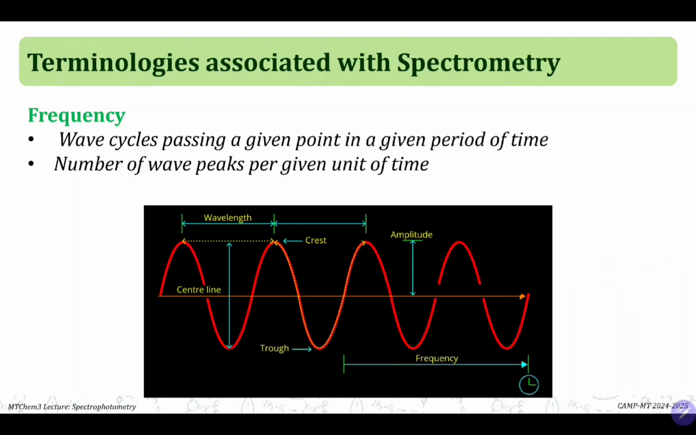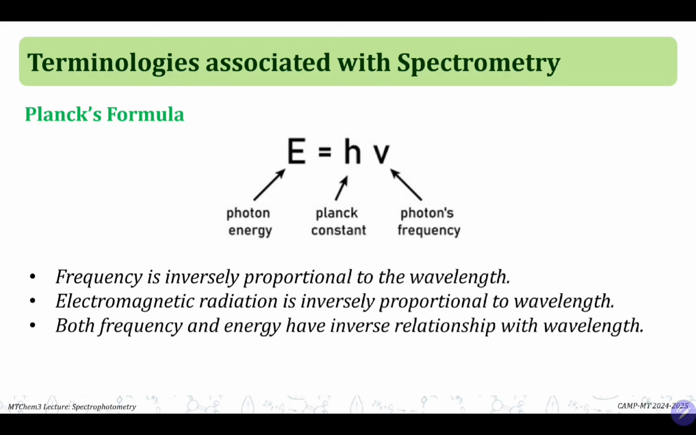Now the relationship between your wavelength and energy is described by Planck's formula. And Planck's formula is E is equal to hv, wherein your E is referred to as the energy of photon in joules per second. Your h is your Planck's constant value, which is equivalent to 6.62 times 10 raised to negative 27 erg sec. And lastly, your v corresponds to the photon's frequency.